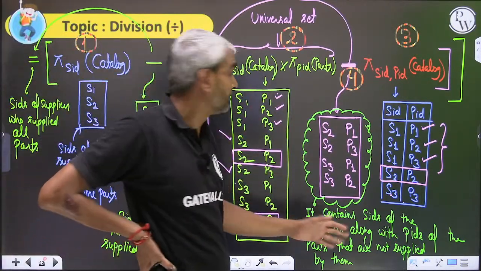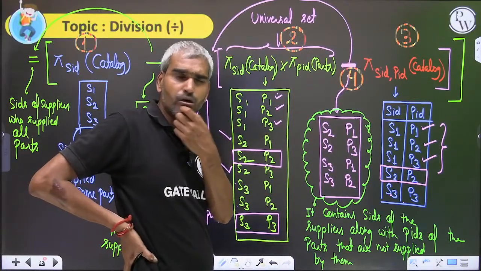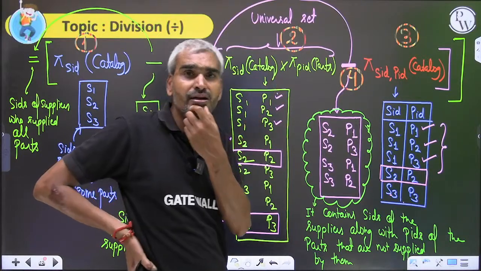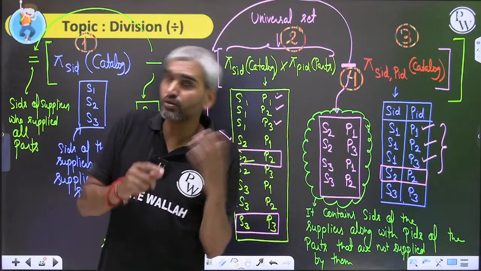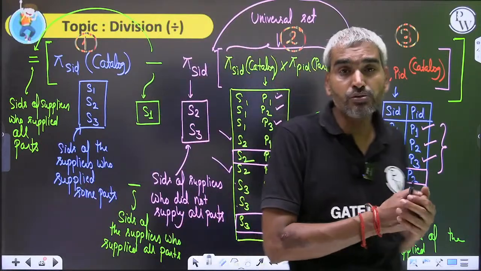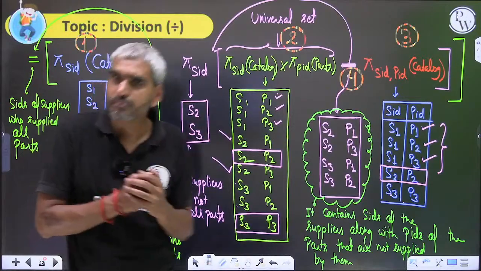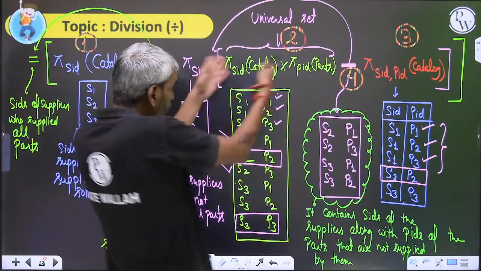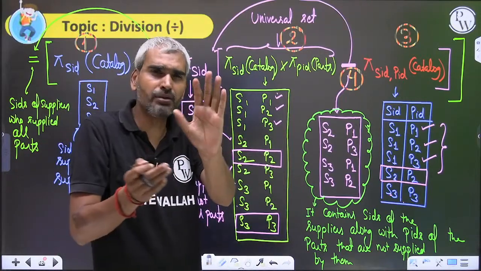Then you move ahead. You are projecting all the SIDs from the catalog table, you are projecting all the PIDs from the part table, then you are performing the cross product. It means you are combining all the SIDs in the catalog table with all the PIDs in the part table, creating a relation in which every supplier has supplied every part. So there is a universal relation. And once you understand this basic concept, you will know that every supplier has supplied every part.